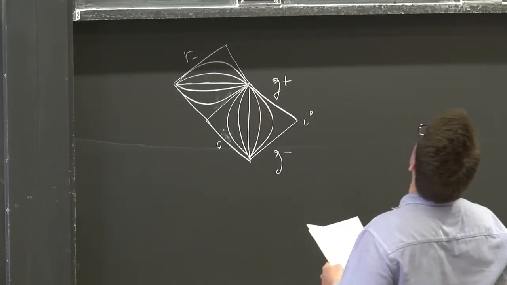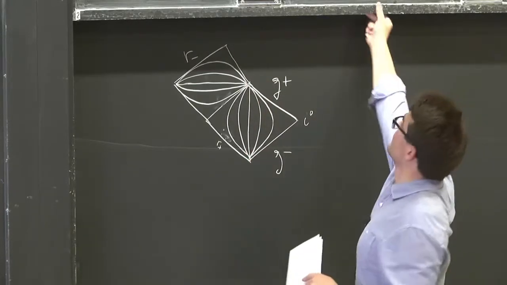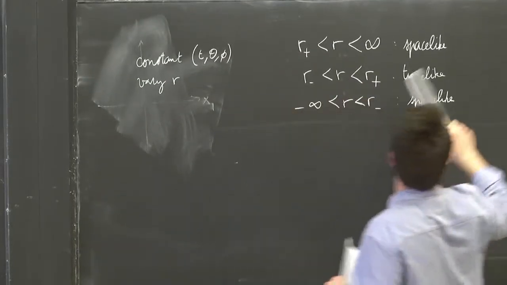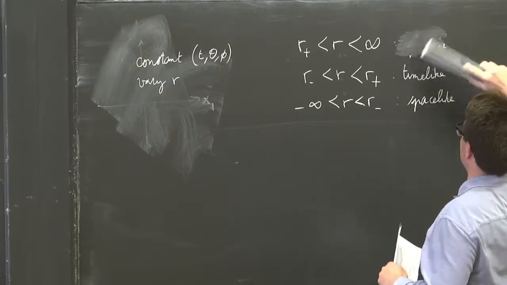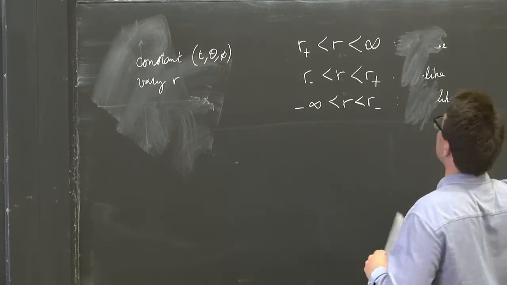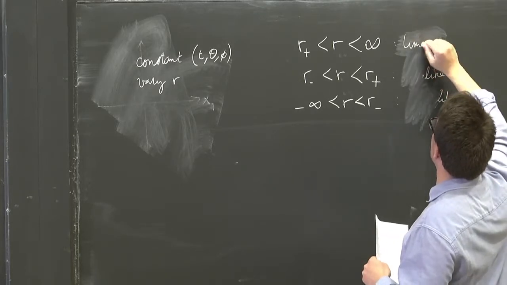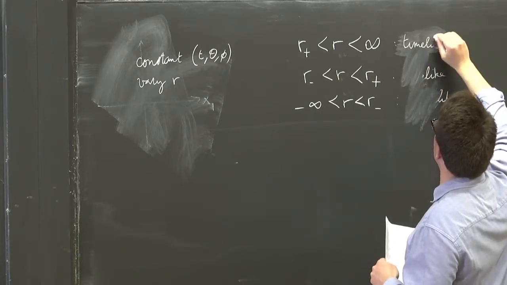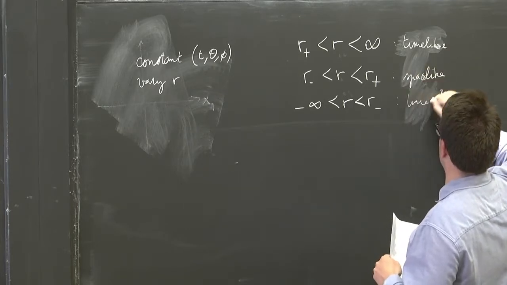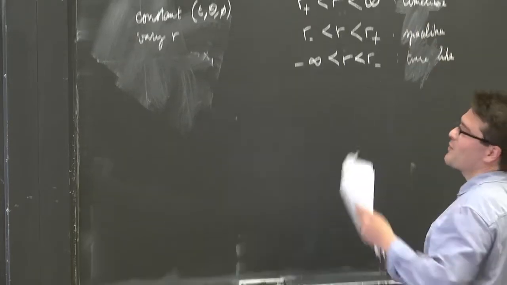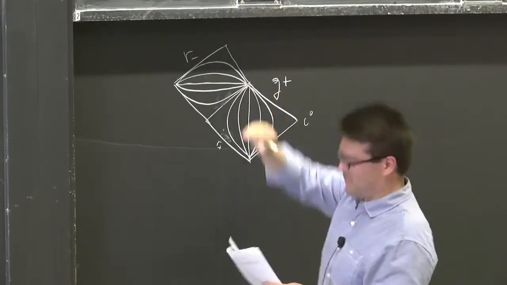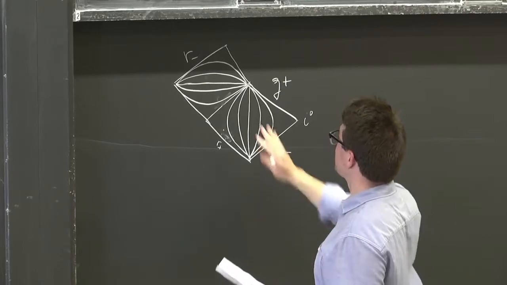Did I get it exactly backwards? Yeah, exactly. Yeah. Thank you. I heard whispers. Sorry. OK, the words don't matter. This picture is what really matters. And you can infer that from the sign of ds squared. So it looks like this.